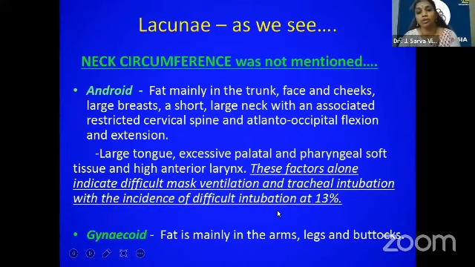And also a difficult intubation in as high as 13% of the patients, whereas in patients with gynecoid type of obesity, the fat is mainly in the arms, legs, and buttocks. So if the neck circumference had been mentioned, we might have had a better idea about the difficult intubation outcome also. But that was not mentioned, so that bias is not yet ruled out.